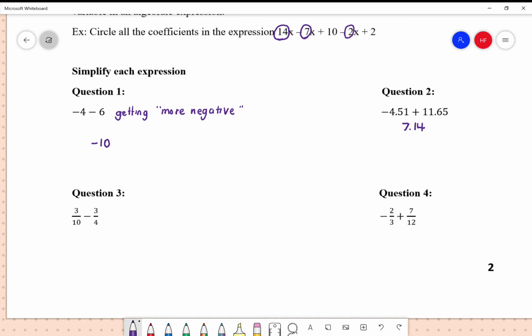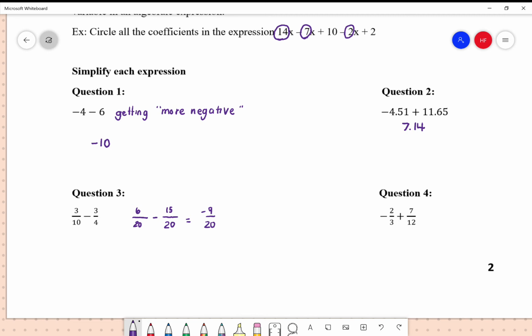Now we've got some fractions. On question 3, 3/10 minus 3/4. If you don't have a calculator, you're going to have to find a common denominator. So you would have over 20, so this would be 6. Minus over 20, this would be times 5, so 15. 6 minus 15, we have -9/20.